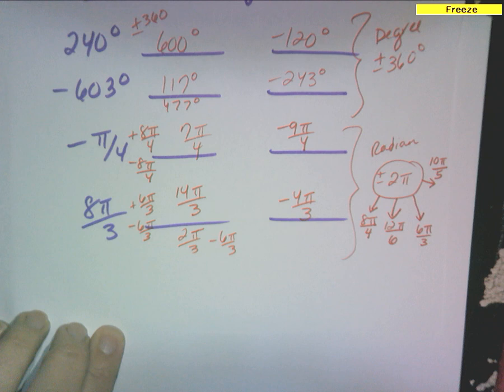Okay? So for 1 through 6, I don't need the terminal part. I just need the terminal in the correct quadrant.